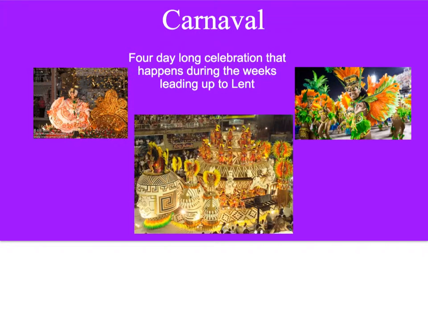So tying in with religion, Latin America observes a holiday called Carnival, and I know that I'm probably pronouncing that differently than native speakers, and I apologize for that, but it is a 4-day-long celebration that occurs during the weeks leading up to Lent. It would be most comparable to our Mardi Gras.